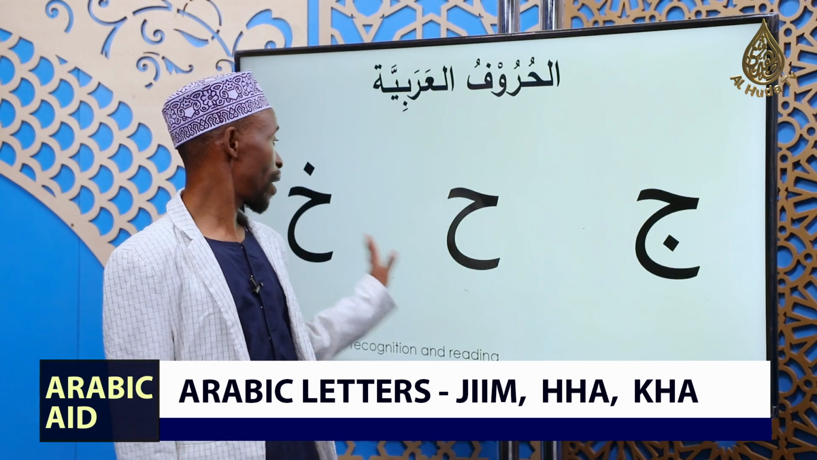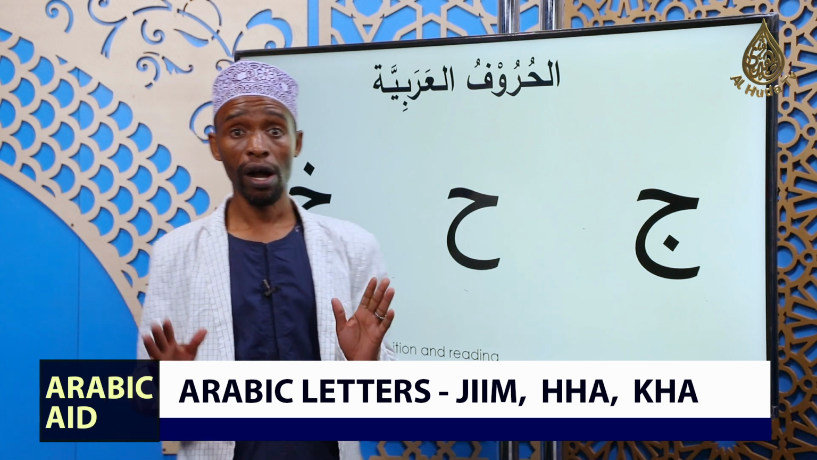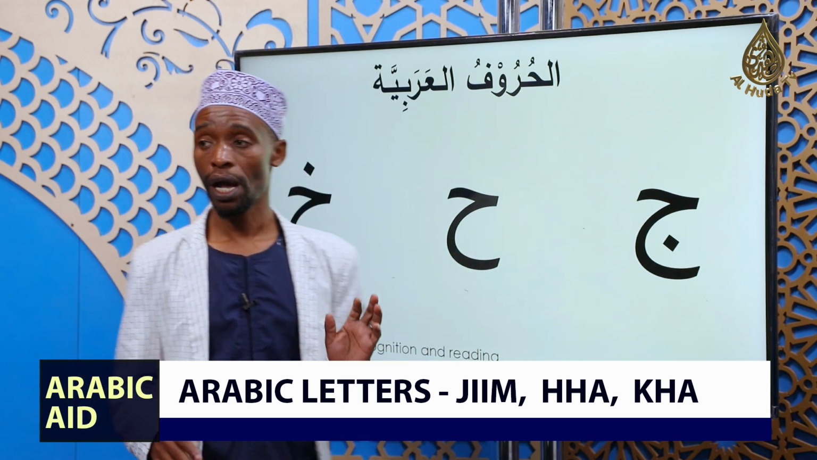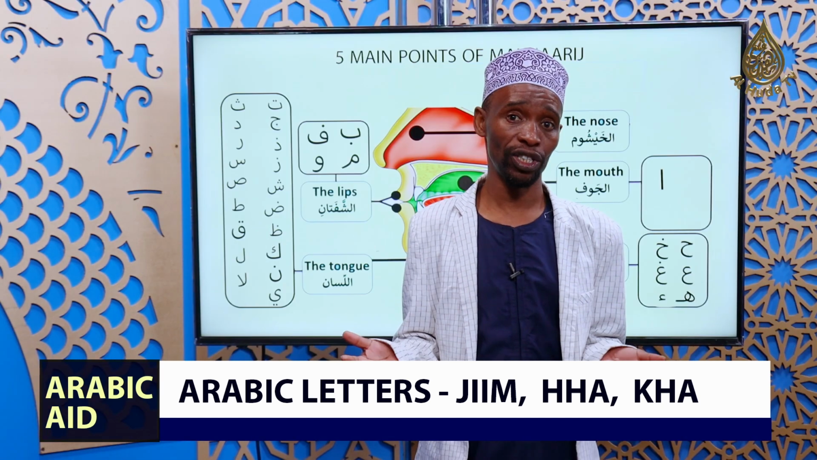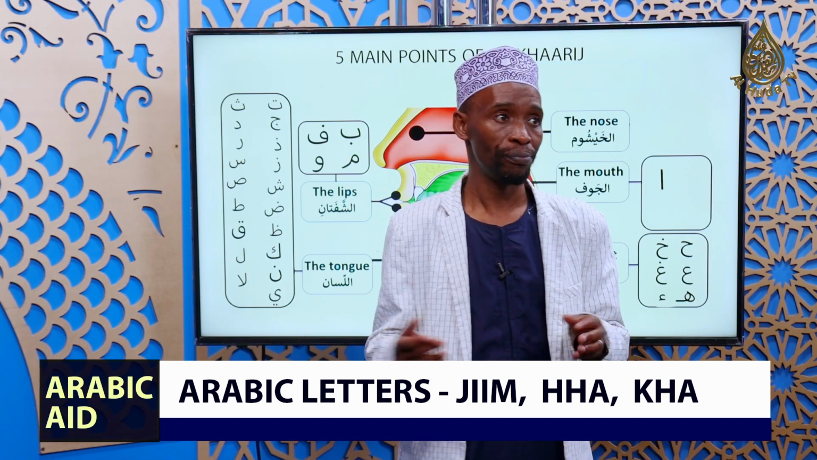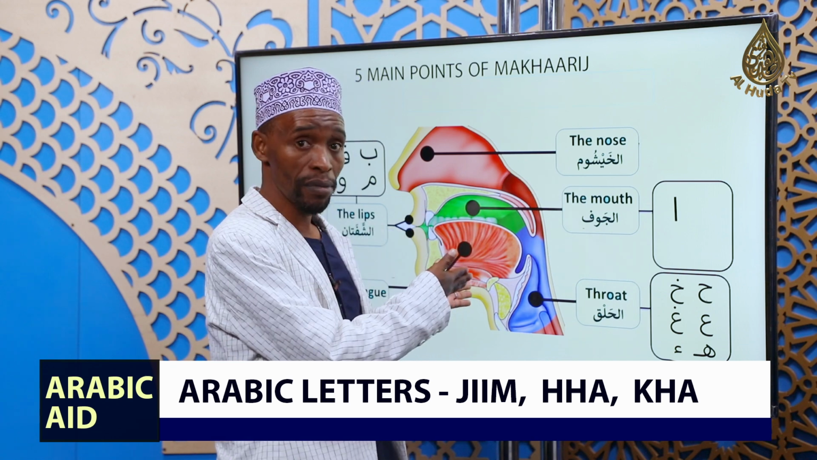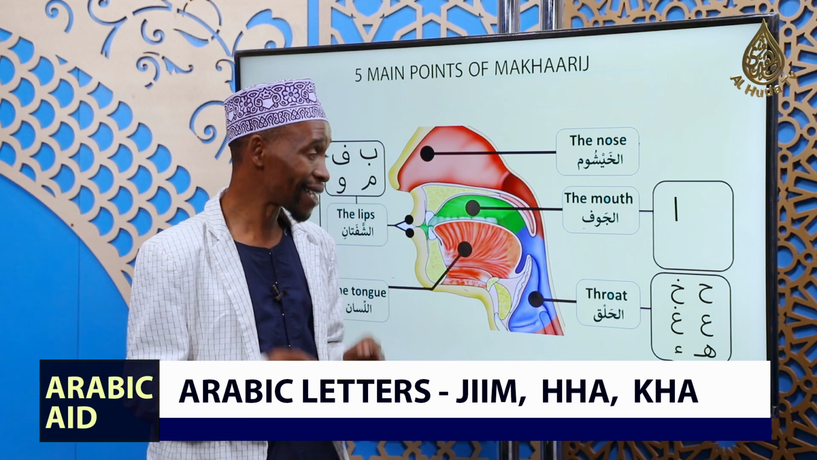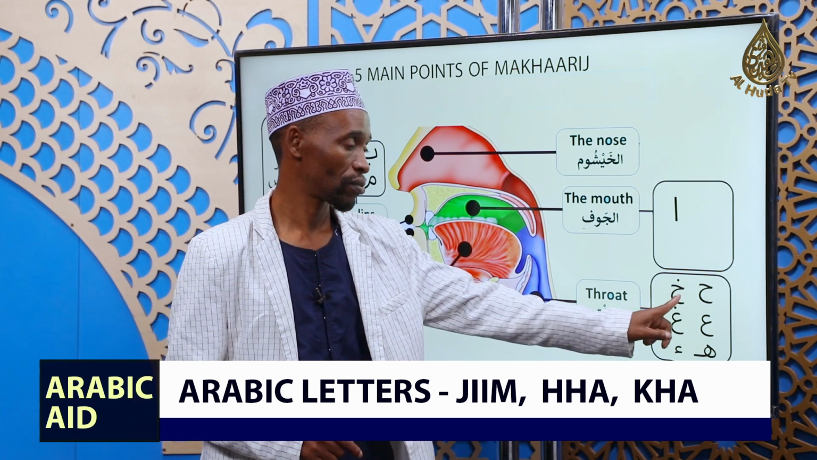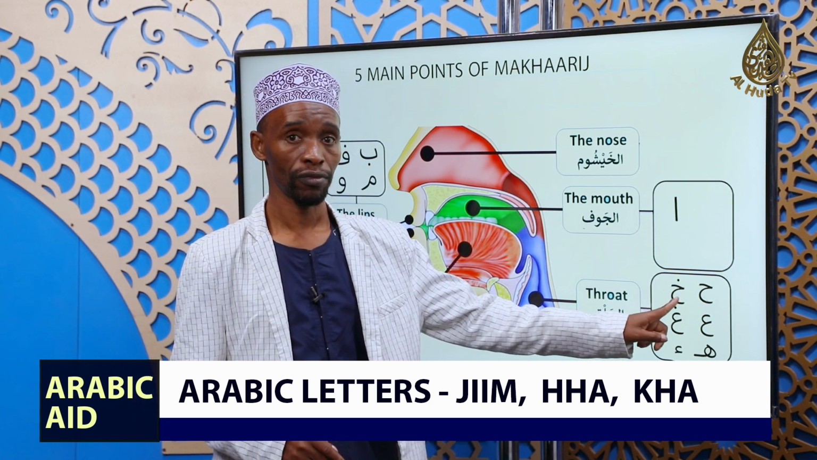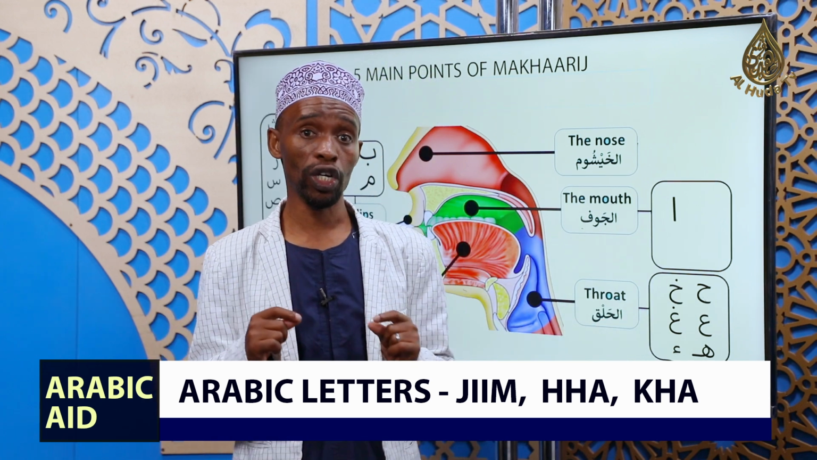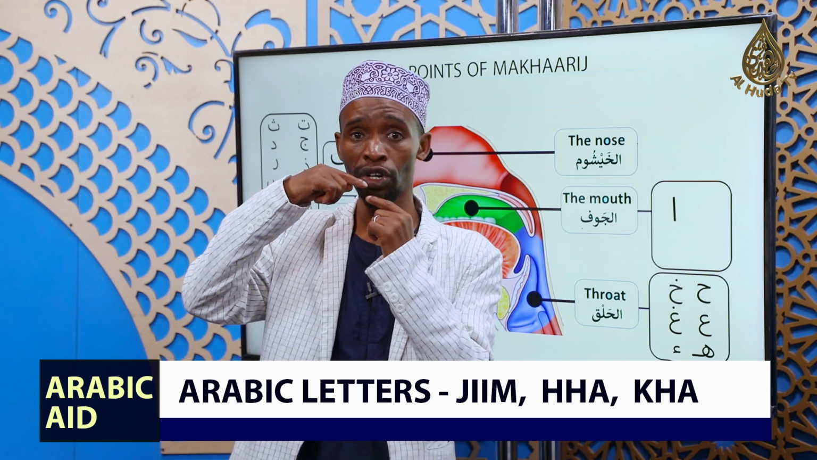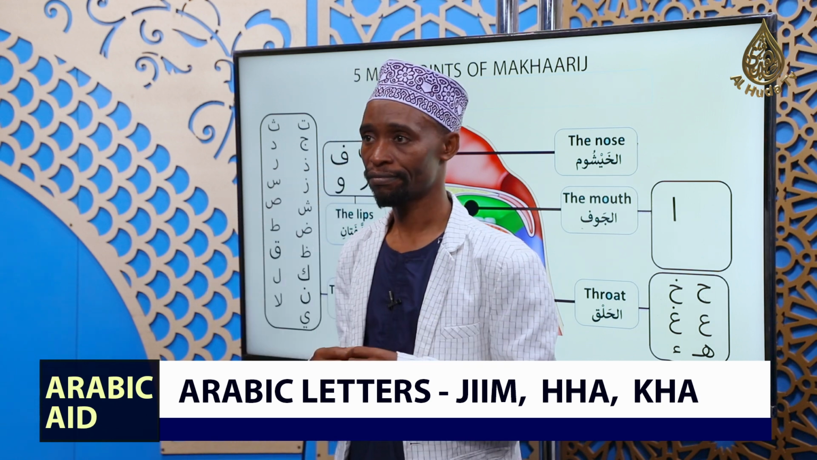Hha is followed by Kha. Kha is identified by a dot on top. Where is the Makhaarij for Kha? From the diagram, we see the Makhaarij for Kha is also at the throat. Kha is produced using the lower part of the tongue touching the upper side of the throat or larynx.